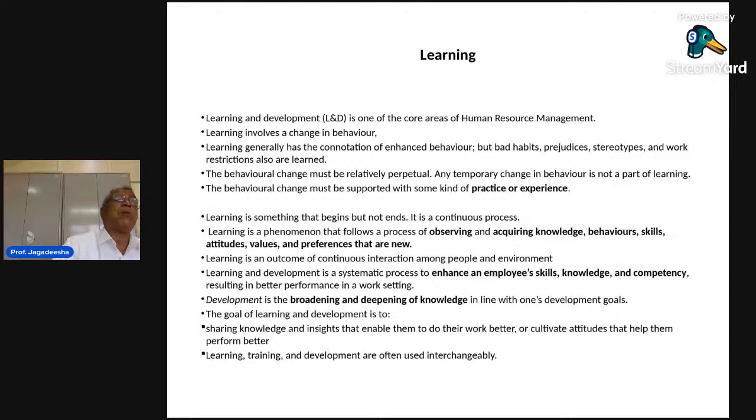And learning should be perpetual, in the sense it should be continuous, right? And any temporary change in the behavior is not to be called learning. Permanent change should be observed, and it should be perpetual, in the sense continuous, right? And every time, whenever you learn something, you should be able to practice. And that is what is called reinforcement. Practice or exposure. If proper exposure is given, I'm sure you can prove your mettle.